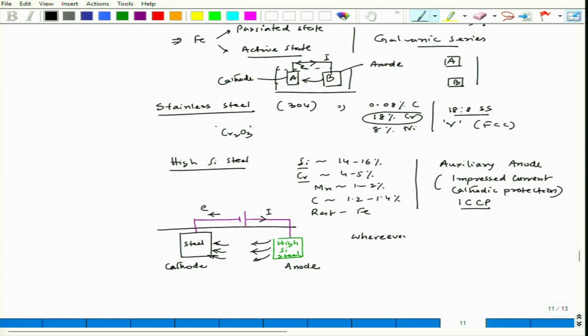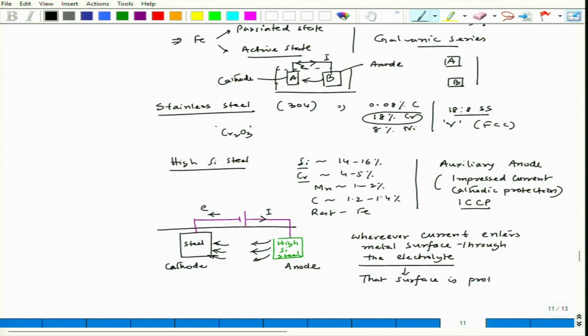wherever current enters a metal surface through the electrolyte, that surface is protected. So, this is the basic theory of cathodic protection.